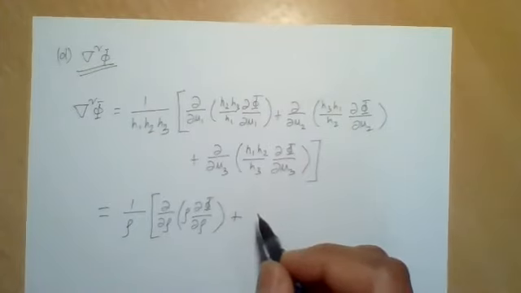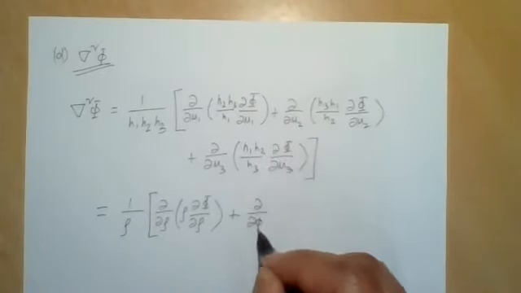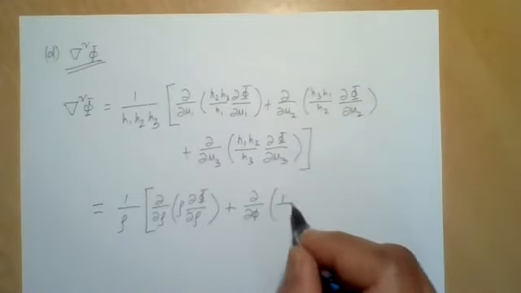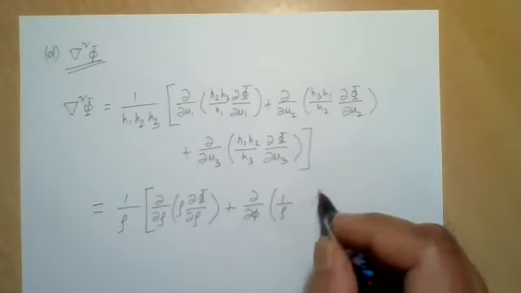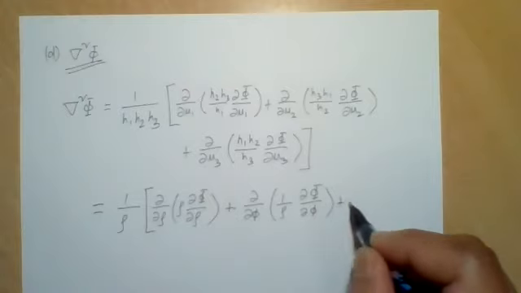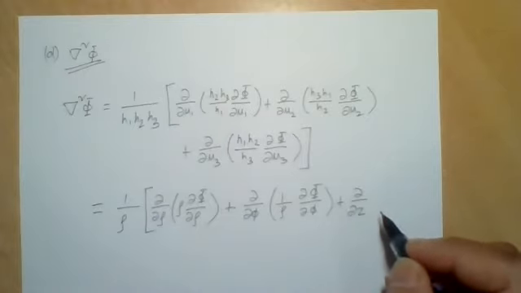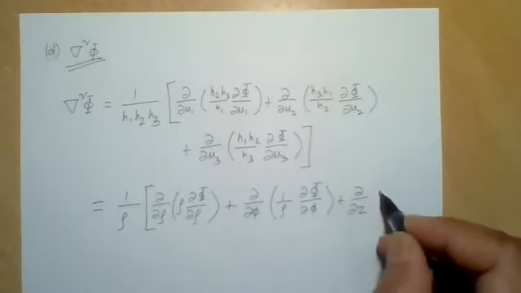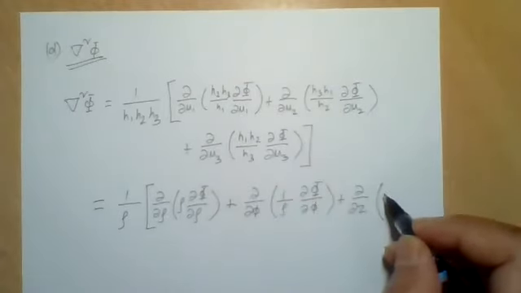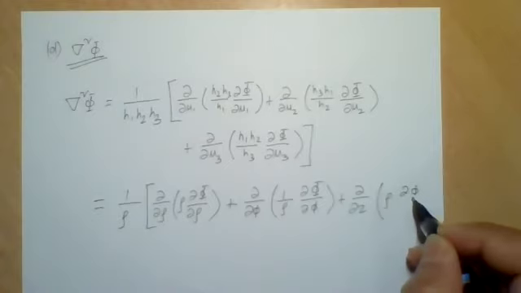Plus next we have dou by dou phi, and h3, h1 are 1, 1, so it is 1 by rho times dou phi by dou small phi. Plus dou by dou z. H1 is 1, h2 is rho, so this is rho times dou phi by dou z.